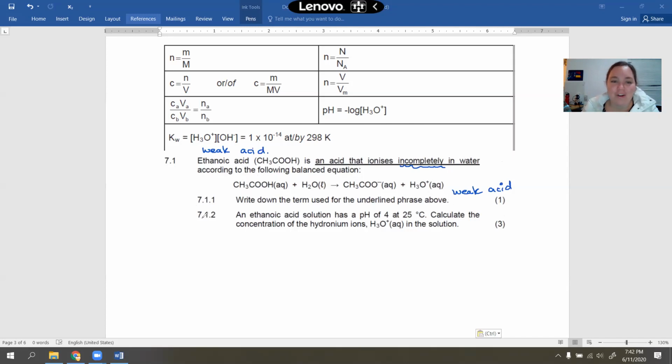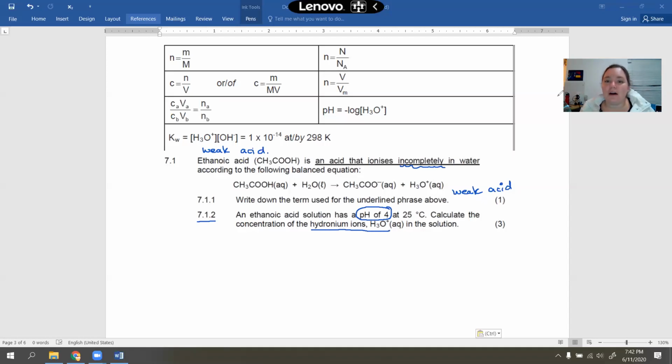I find quite often when I don't read the questions, I jump straight to what the answer is before I remember. All right, question 7.1.2 says an ethanoic acid solution has a pH of 4 at 25 degrees. So this is a little bit backwards. We're giving you the pH, and we're asking you to calculate the concentration of hydronium ions. Now, as confusing as this seems, this is actually just us giving the same question and working backwards.